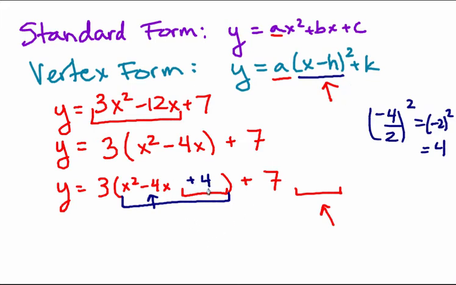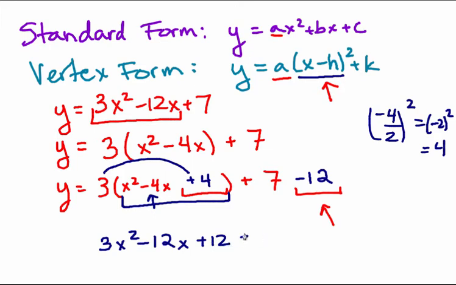We added plus 4 inside the parentheses, but really we didn't only add 4 to this side of the equation. Because there's a 3 out here, and this 3 would be distributed back to this 4, what we really did was add 12. So in order to compensate for that, out here I need to subtract 12. Let me write that out for you in case it was a little confusing. If I distributed this 3, this would really say 3x squared minus 12x plus 12 and then plus 7. So this plus 12 I just added, to compensate for that I needed to subtract a 12.